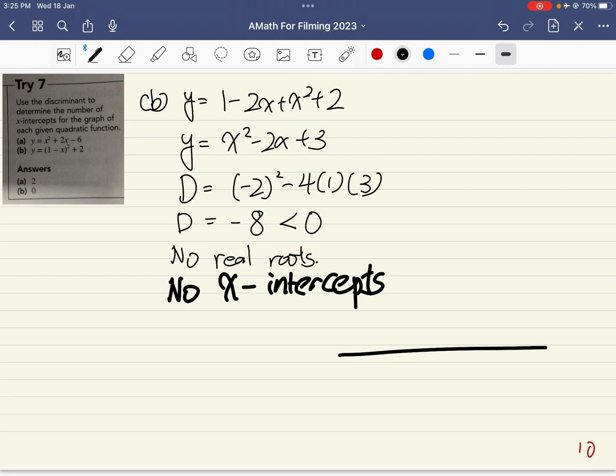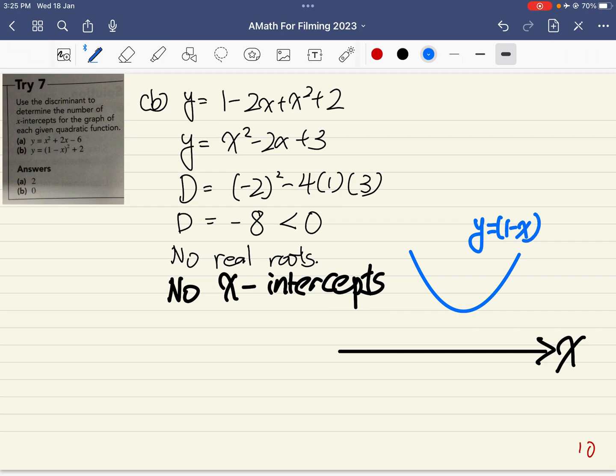If I were to draw a sketch for you of this graph, if you notice, my x squared is positive, but if there are no x-intercepts, it implies that my graph will lie completely above the x-axis as shown here. This is a sketch, and then I will write there y equals 1 minus x squared plus 2.